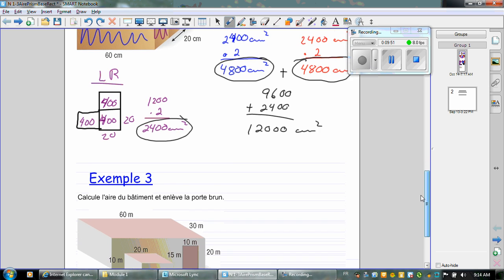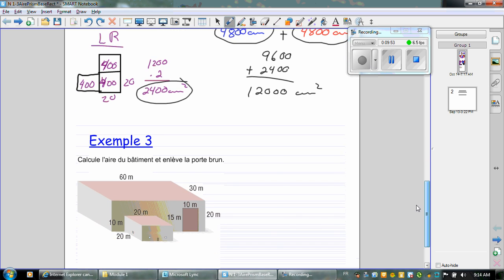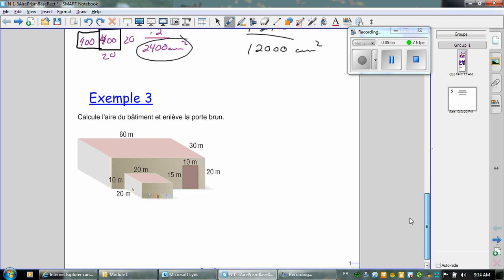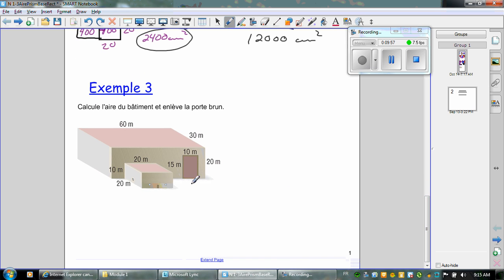Finally, example 3. So here it's the same idea. We're going to use the top, bottom, front, back, left, right. So let's get going.